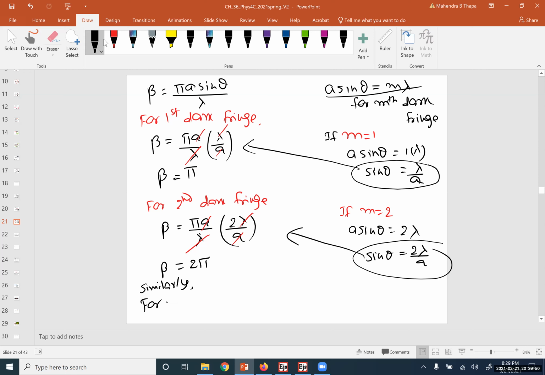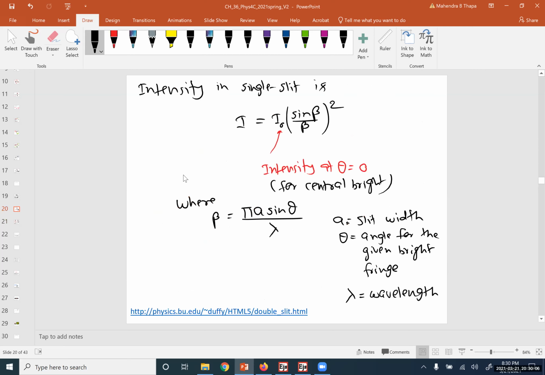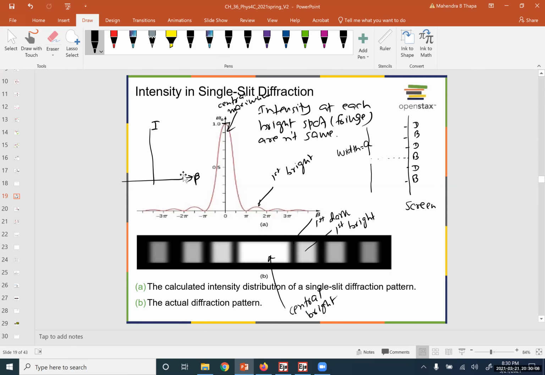Similarly, for the third dark fringe, we have beta equals 3 pi. That's the reason you will see in the plot, for the first dark, you have beta equals pi. You see here the value of beta. For second dark, it is 2 pi. For third dark, it is 3 pi. It keeps going like this.